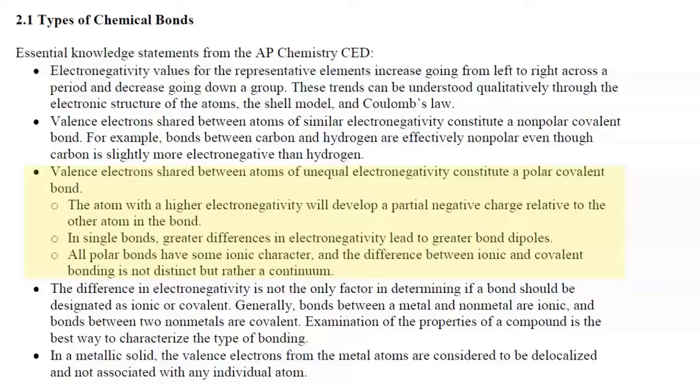In single bonds, greater differences in electronegativity lead to greater bond dipoles. All polar bonds have some ionic character, and the difference between ionic and covalent bonding is not distinct, but rather a continuum. The difference in electronegativity is not the only factor in determining if a bond should be designated as ionic or covalent. Generally, bonds between a metal and nonmetal are ionic, and bonds between two nonmetals are covalent.